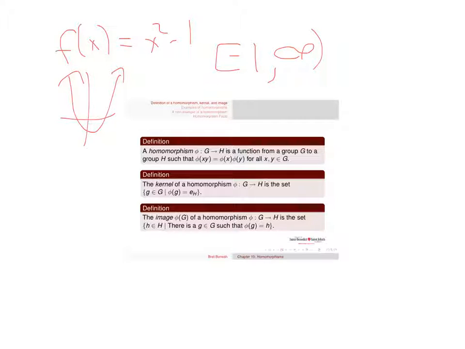And we can also define the image. The image is like the range from calculus. So x squared minus 1, if you were to graph this, it's a parabola, it's just down a little bit. The range would be from -1 to infinity. So that's analogous to the image. It's all the possible outputs, all the possible y values, is the analog.